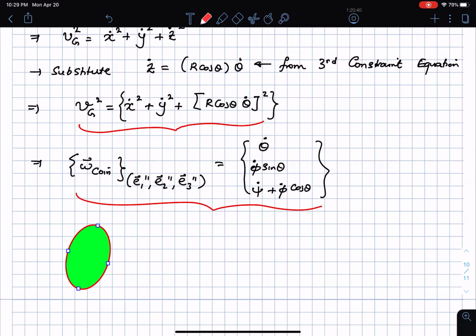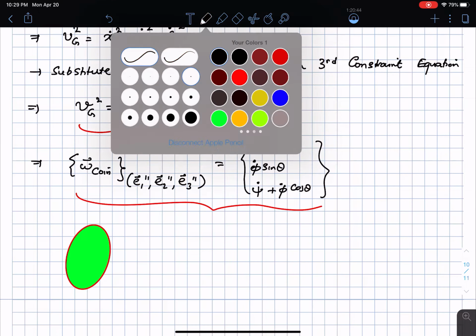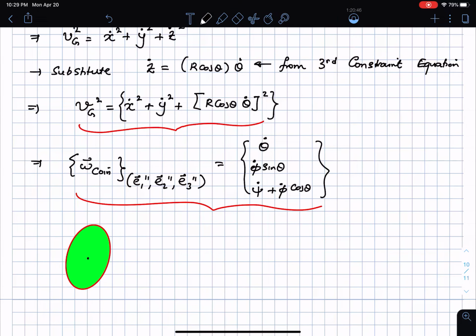Okay, so if this is the situation that I have for the rolling coin, then I set up the axes, the coordinate frame. This was the contact point C. This was the center of mass G, right? And here was one of the axes that we had. This was the E2 double prime. Let me maybe write G a little off here. So this is going to be the center of mass G.